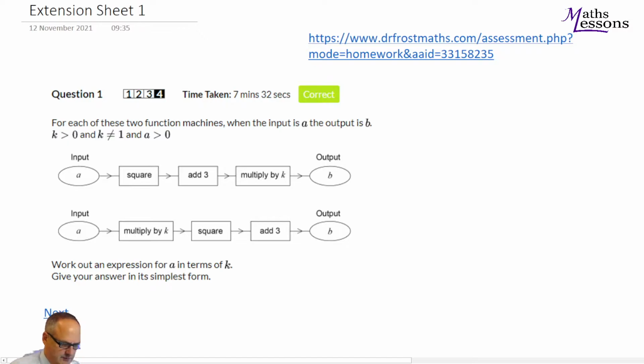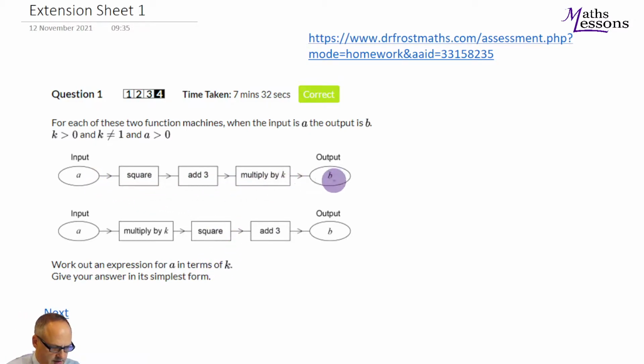So first question, we have a function machine. We've got an input a and we're told we're going to square it, add 3, and multiply by k, and we're going to get an output of b. And then also we've got an input a, we're going to multiply by k, square and add 3, and we get the output of b. So we want to work out an expression for a in terms of k.